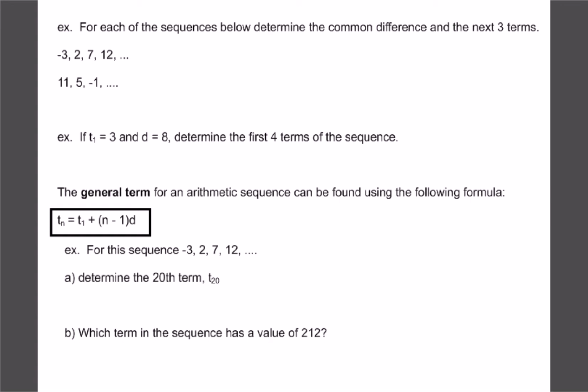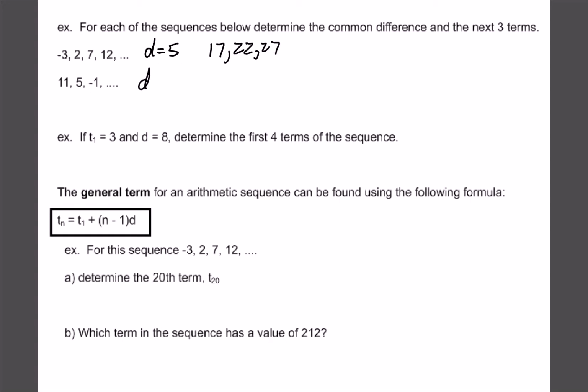Okay, so we're just going to look at just those types now, and we're going to get to a formula that'll help us solve these things. Our first example here is to figure out what the common difference is, and then do the next 3 terms. So you can see we added 5 each time. So our d would be 5, and then our next 3 terms would be 17, 22, 27.